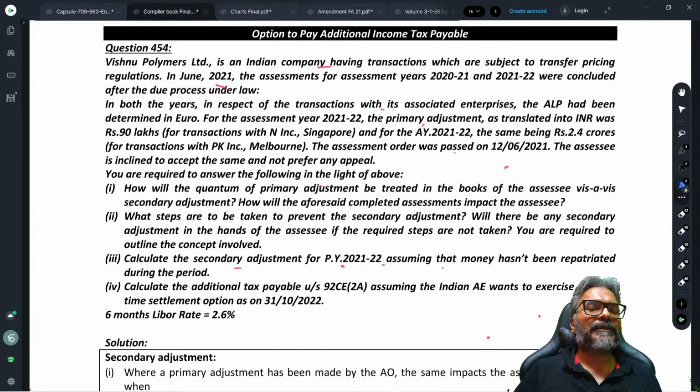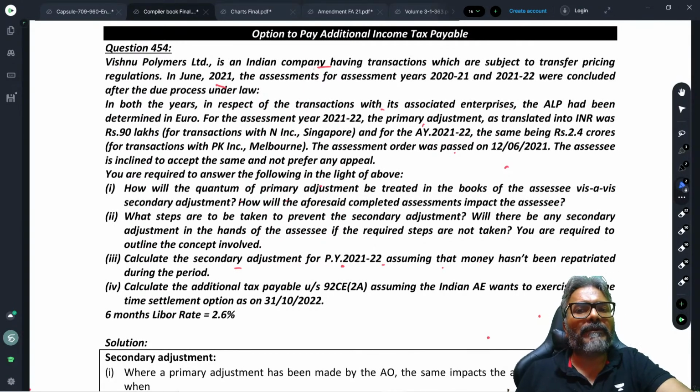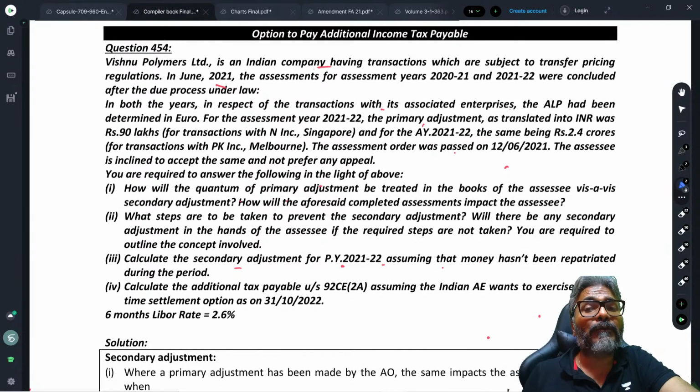And for the assessment year 21-22, the same being rupees 2.4 crores. So they have given you this particular part. For AY 20-21, the primary adjustment as translated into INR was rupees 90 lakhs, and for AY 21-22, the same being rupees 2.4 crores. So that is what it is.